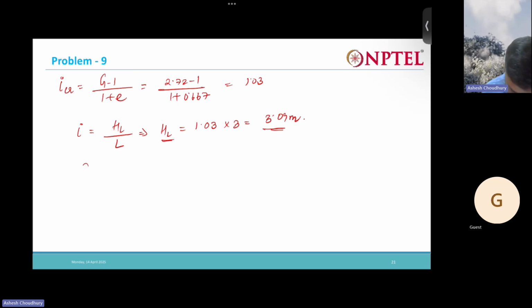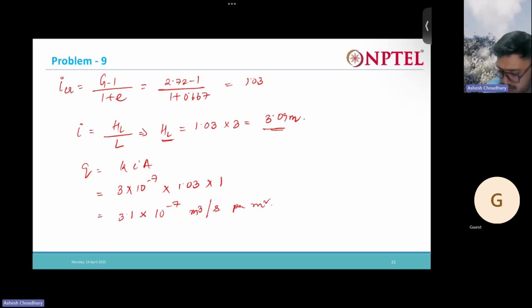Now, what is the flow required? kiA. K is already given, 3 into 10 to the power minus 7 times 1.03. Area is 1. So it will come out as 0.1 into 10 to the power minus 7 meter cube per second per meter square. Okay, so this is the flow that is required to maintain this critical gradient at this particular head.